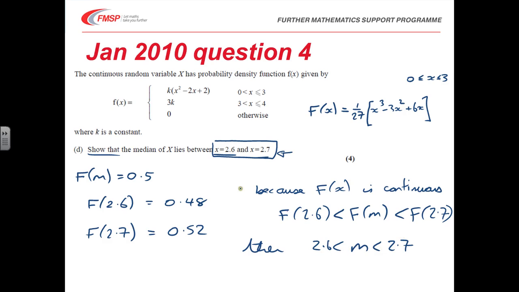Okay, so to get the marks, you get a method mark for recognizing that F of m equals 0.5. You get a method mark and an accuracy mark for then calculating the two values, and you get a dependent accuracy mark for some statement about the median being between 2.6 and 2.7.